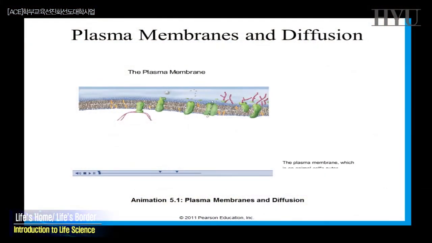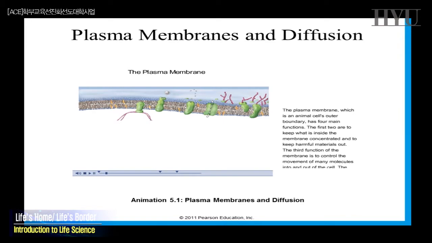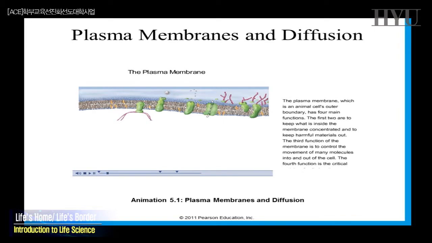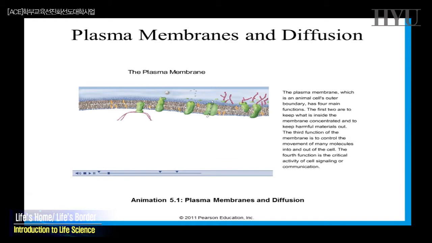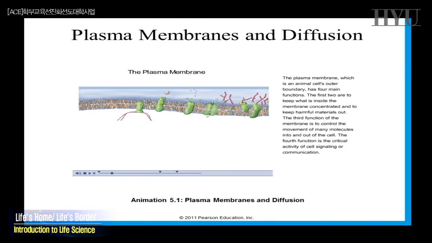The plasma membrane, which is an animal cell's outer boundary, has 4 main functions. The first 2 are to keep what is inside the membrane concentrated and to keep harmful materials out. The third function of the membrane is to control the movement of many molecules into and out of the cell. The fourth function is the critical activity of cell signaling or communication.